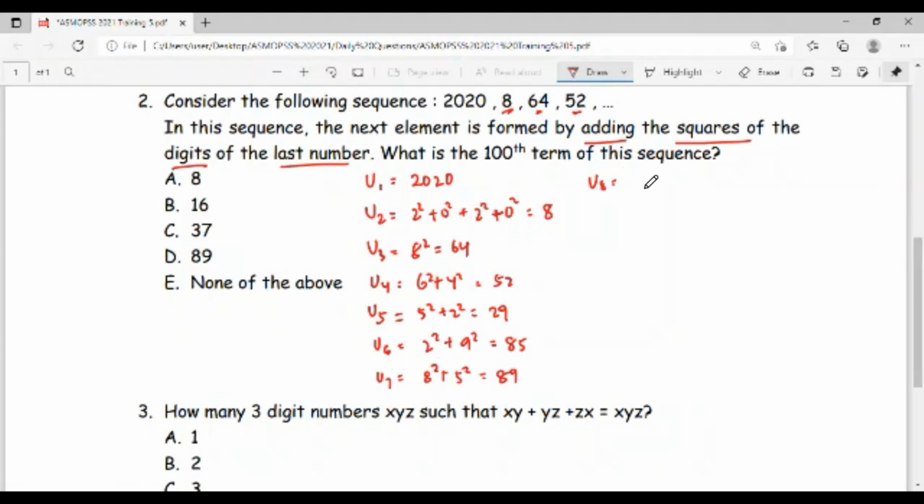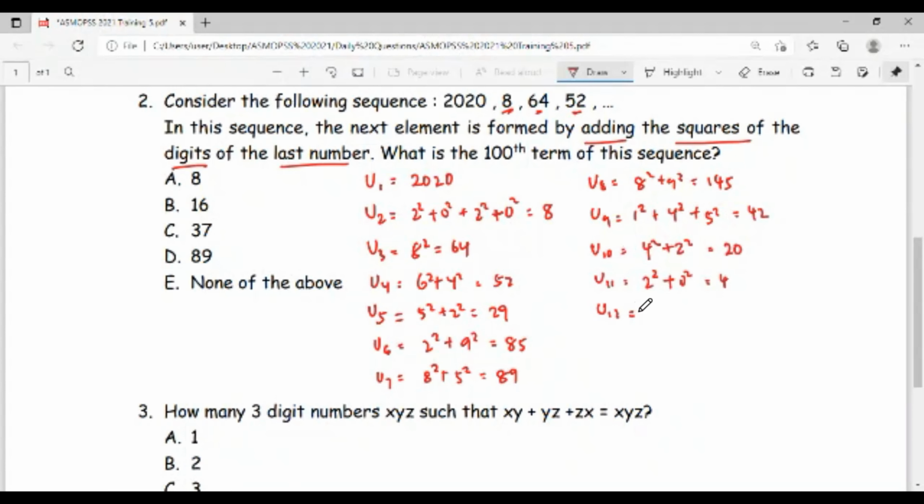And then the eighth term is 8 squared plus 9 squared, which is 145. The ninth term is 1 squared plus 4 squared plus 5 squared. So 1 plus 16 plus 25, that's equal to 42. Then the 10th term is equal to 4 squared plus 2 squared, which is equal to 20. And the 11th term is equal to 2 squared plus 0 squared, which is 4.